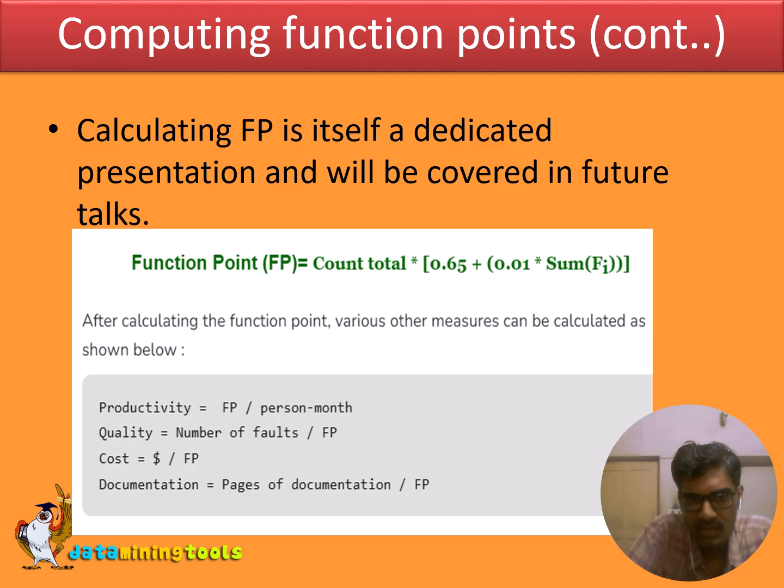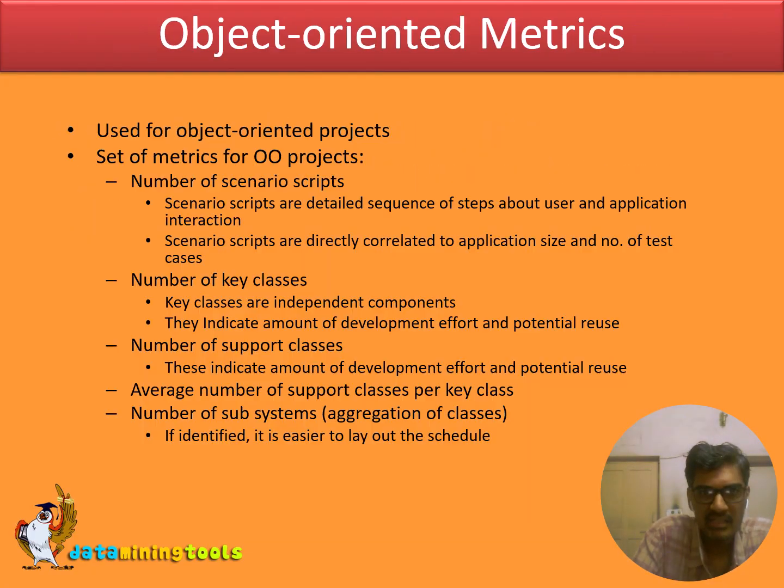The formula used to calculate function point is FP = count total × [0.65 + 0.01 × sum of the adjustment values]. This itself is a very detailed concept to dwell on and explain, so it has a special session of its own, and we plan to cover it in future talks. But remember, with the function point, we can calculate more measures on top of it, like productivity is function points per person-month, quality is number of faults per function point, cost is cost per function point, documentation is pages of documentation per function point. These are some of the metrics that can be done with it.